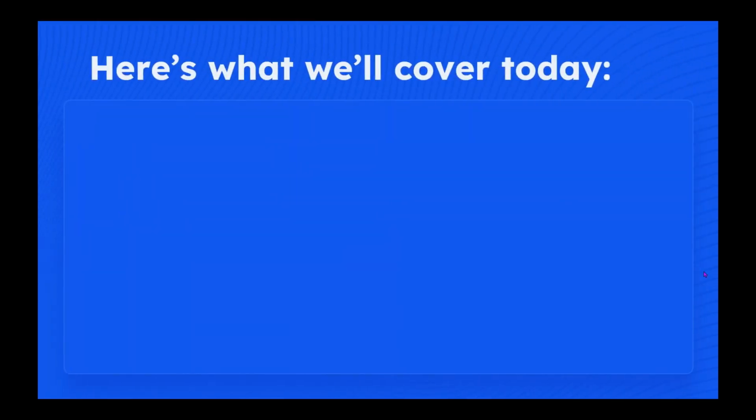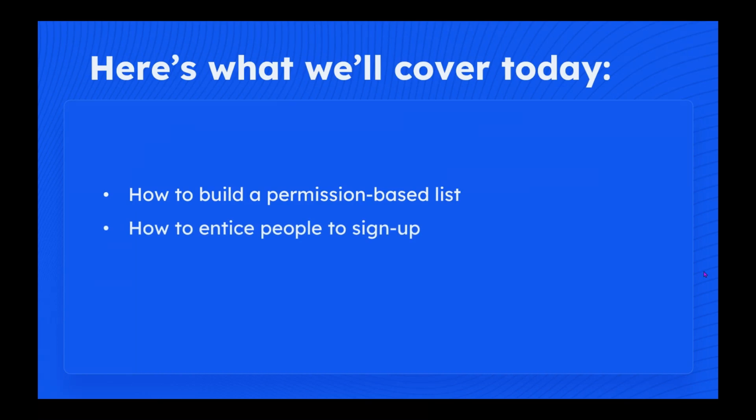Let's go ahead and take a look at our agenda to see more specifically what we're going to cover today. We're going to start out by talking about why a permission-based list is important and how to get permission. Then we're going to talk about how to entice people to sign up. And lastly, we'll talk about how to use the sign-up tools in Constant Contact so that you have all of the information you need to grow your list after today.